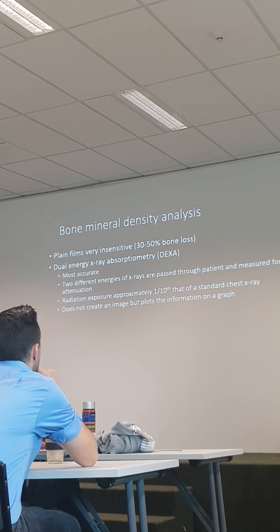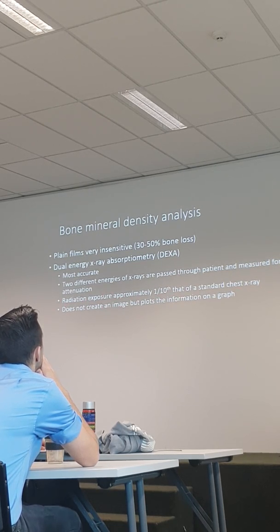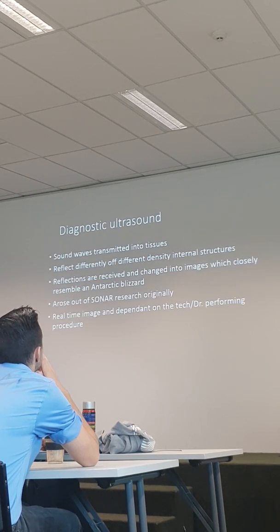Bone mineral density analysis, commonly called a DEXA. Like I said, it takes 30 to 50% bone loss to be able to tell if they're osteoporotic or have osteopenia. Dual energy X-ray absorptiometry is very, very accurate. You pass through 2 different X-rays and you measure the attenuation. Very little radiation exposure, but it doesn't create an image, it only creates a little plot of information on a graph.